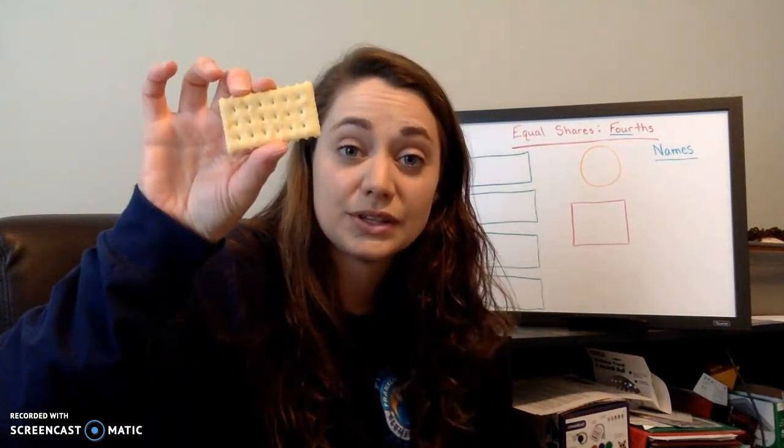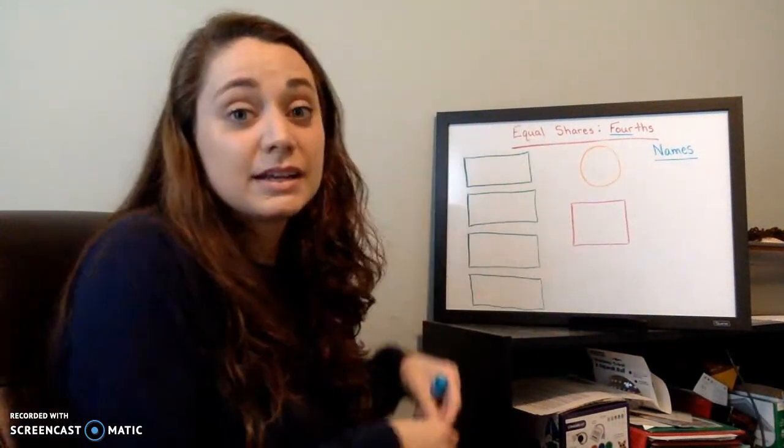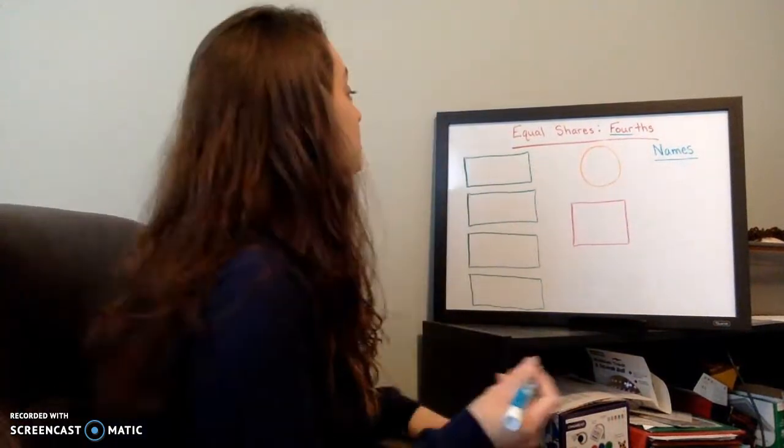This is a rectangle. That's the shape of this cracker. So now I want you to put your imagination caps on. Pretend that that is my cracker, and I have three other friends I need to share that with, so that's four altogether. So here's one way that I might split that cracker up.